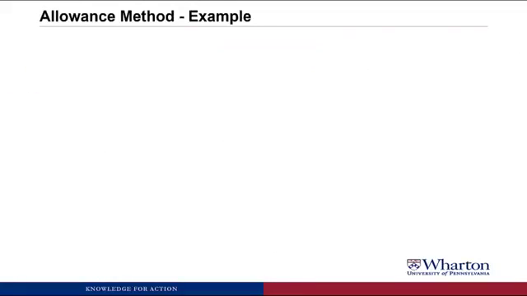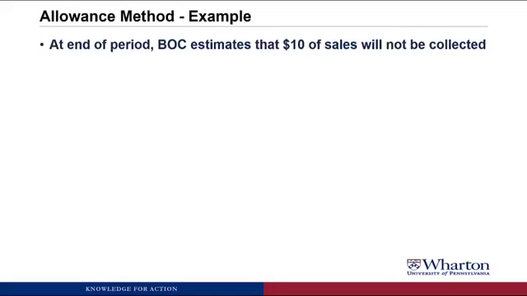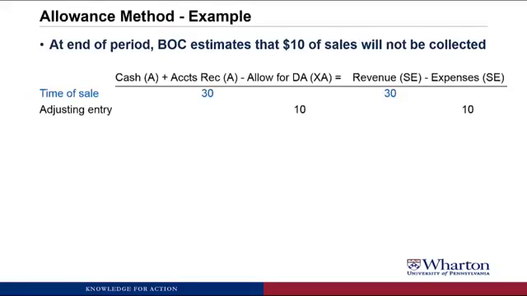Then continuing on with the example, it's the end of the period and BOC has to put together financial statements. That means they're going to need an adjusting entry where they estimate how much of those sales will not be collected. Turns out their estimate is that $10 of the sales will not be collected. The way this adjusting entry would look on the balance sheet equation is that we create an allowance for doubtful accounts of 10. What that's going to do is on the balance sheet reduce the gross accounts receivable of 30 down to a net accounts receivable of 20, which is how much cash we actually expect to collect at the end of the period.